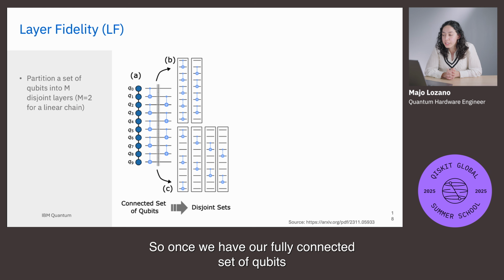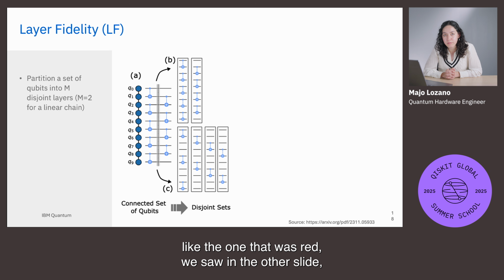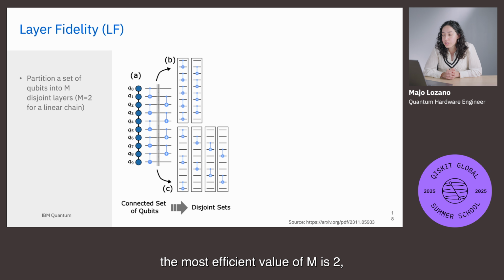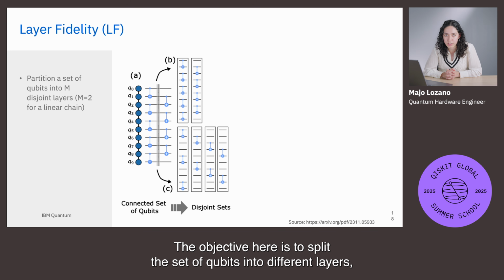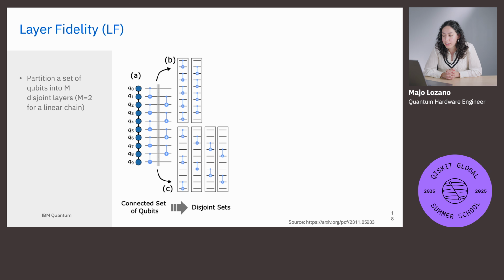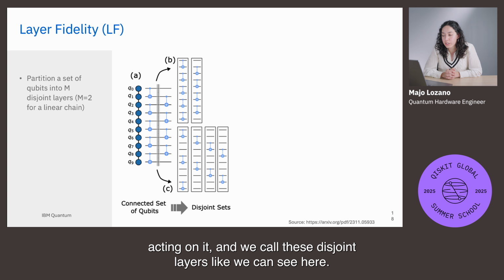Once we have our fully connected set of qubits, we partition it into m layers. For a one-dimensional line of qubits, like the red one we saw on the other slide, the most efficient value of m is 2. But one can select different values to generalize it to all connectivities. The objective here is to split this set of qubits into different layers such that each qubit in a layer has at most one 2-qubit gate acting on it. And we call these disjoint layers, like we can see here.